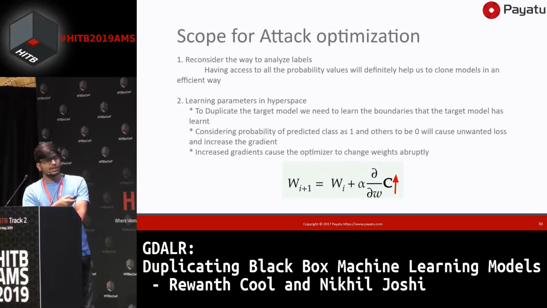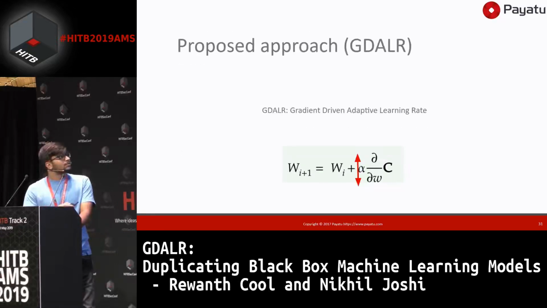So this is the assumption that we are taking: that we change the learning rate based on our gradients to train our model and duplicate the target model faster. So yeah, this is why we call it GDALR, which stands for gradient driven adaptive learning rate. Based on gradients, we are adapting the learning rate in every iteration of learning to change the weights.